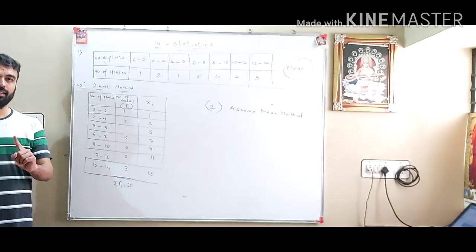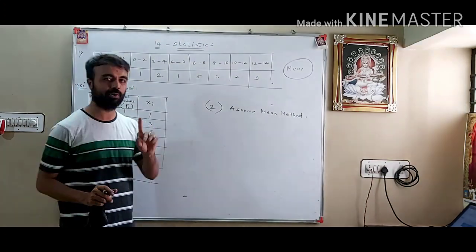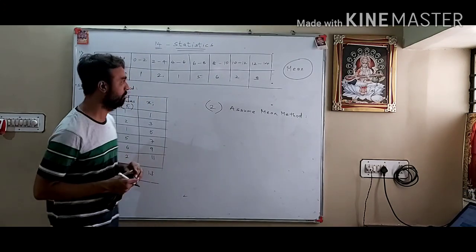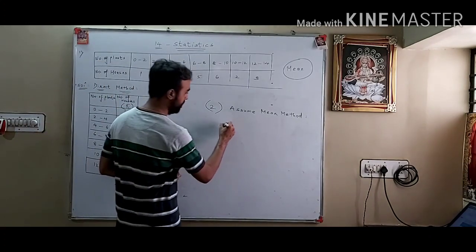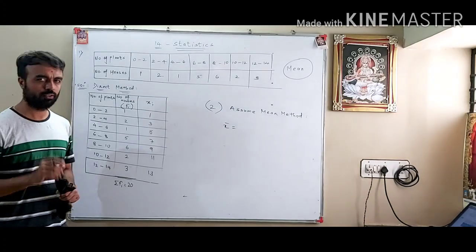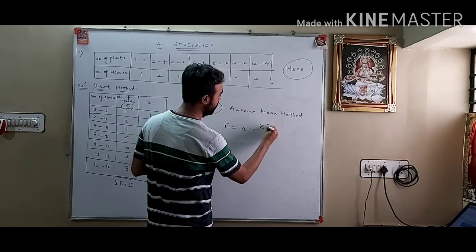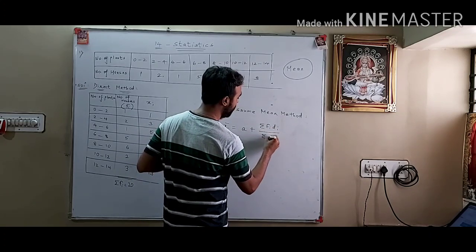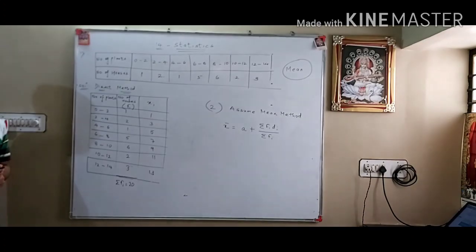Remember this thing. We are into the first topic only, mean. We are not talking about median and mode. We are talking about the first topic, mean, but by second method. Okay, let's go for this method. Formula, first of all. Formula is x bar equals to a plus sigma fi di by sigma fi. This is the small change in this one.